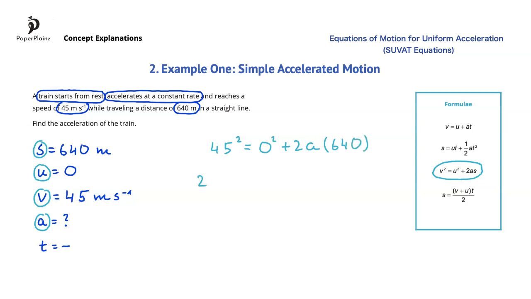45 squared is 2025. 0 squared is just 0. So on the right hand side we get 1280A. Dividing by 1280 gives us approximately 1.6 meters per second squared for the acceleration. Notice that since both S and V are given to 2 significant figures, I rounded the acceleration to 2 significant figures as well. Let's see another situation involving uniform acceleration.